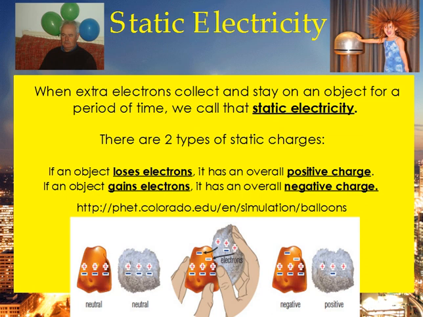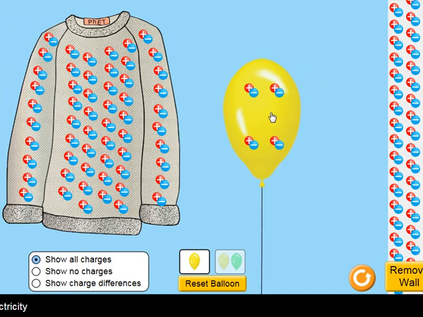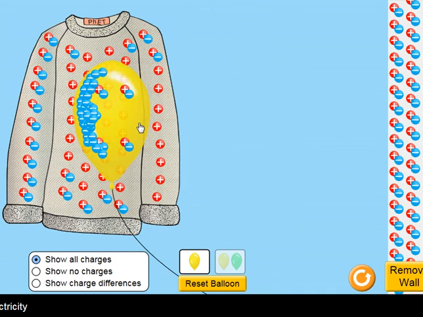Alright, so I wanted to show you this cool simulation here. So let me open this up. Here we go. So this is kind of like the balloon in the head situation. So right now, all these objects, the wall, the balloon, and the sweater, all have an equal amount of plus and minuses. They're neutral. So right now, we don't stick on anything.